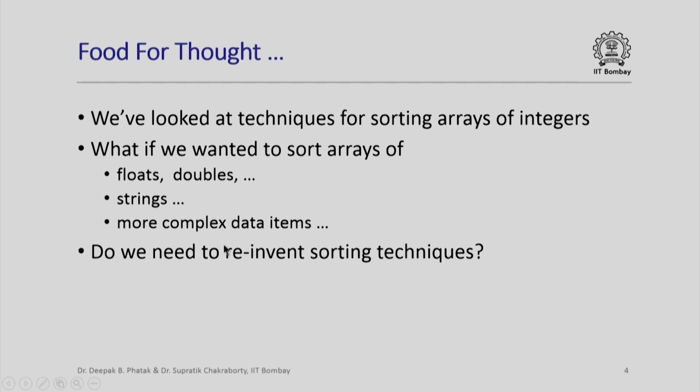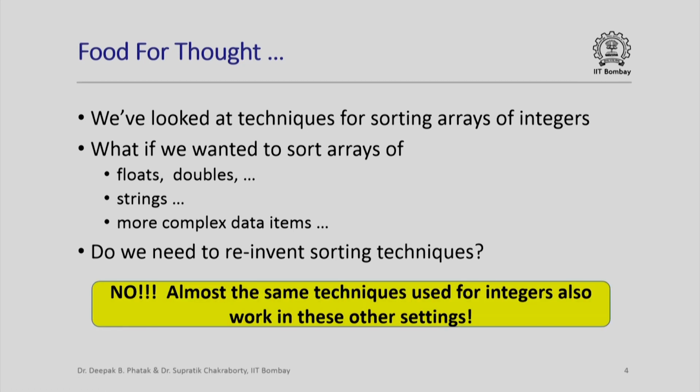So, the question is: do we need to reinvent sorting techniques based on what data types we have in our arrays? Fortunately, the answer to that is no. Almost the same techniques that we have studied for sorting integers are also going to work in these other settings.